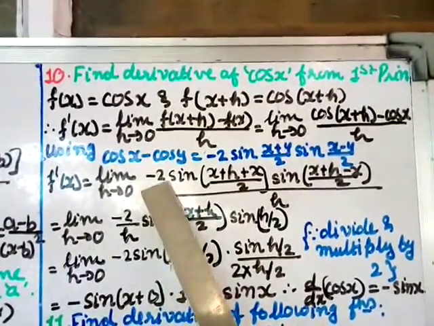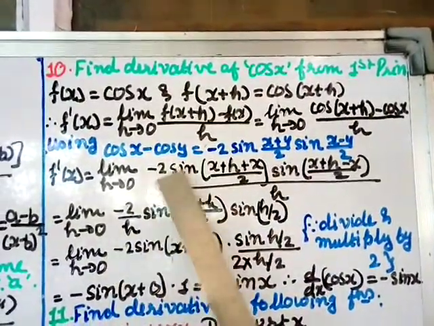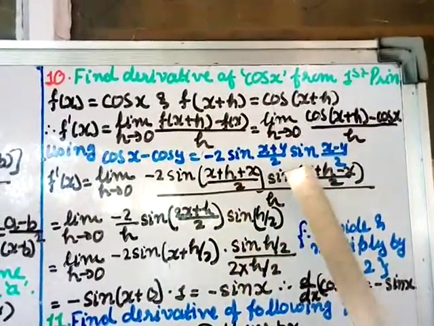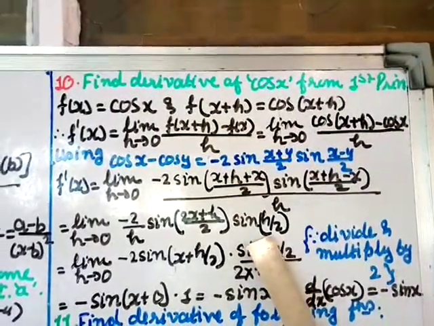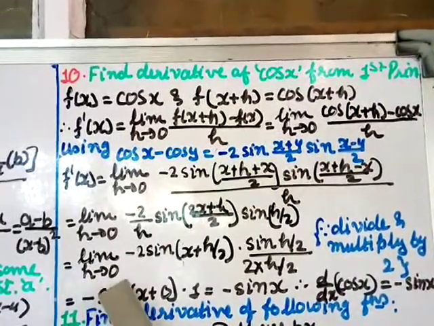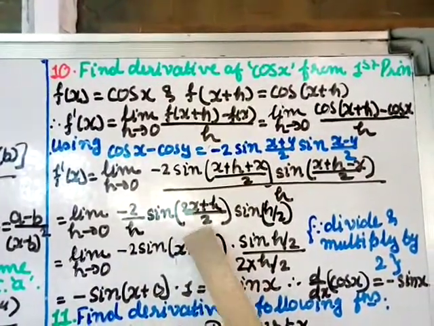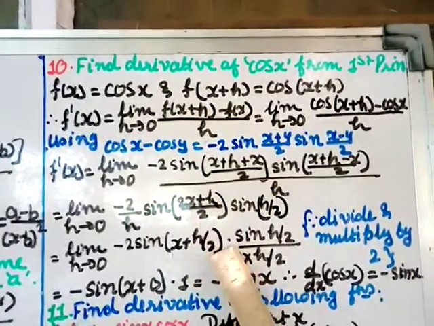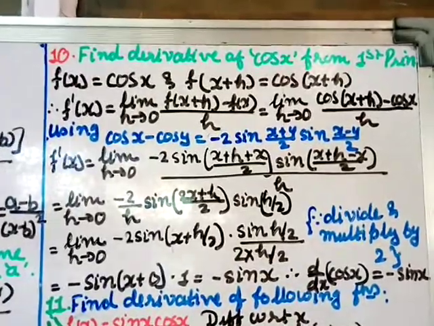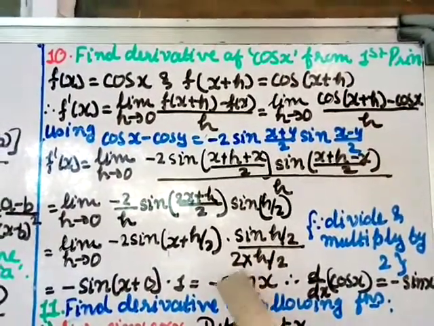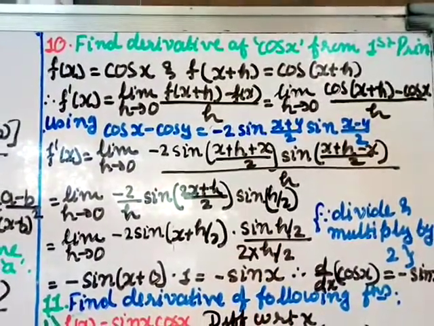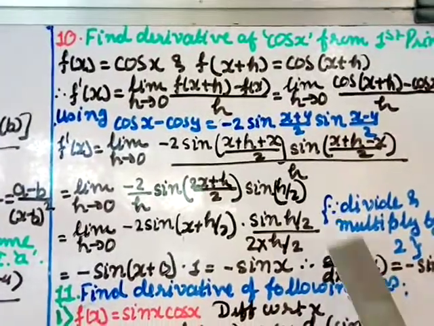Limit h tends to 0, minus 2, and this h I am writing here. Sine of x plus x is 2x plus h divided by 2, sine of x minus x cut, so here remains h by 2. Then here I am going to rearrange. So limit h tends to 0, minus 2 sine of 2x by 2 is x plus h by 2, into sine h by 2. This h I am taking here. And to use the identity I need to multiply and divide by 2 here. The formula is limit x tends to 0 sine x by x, that limit is 1. To use that, this has to be equal.